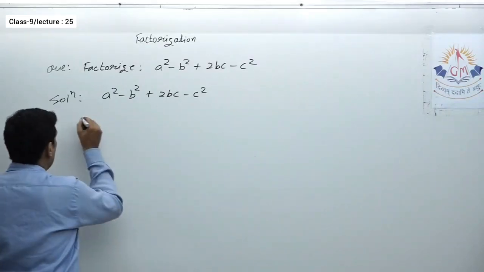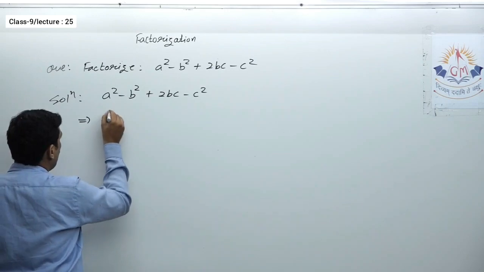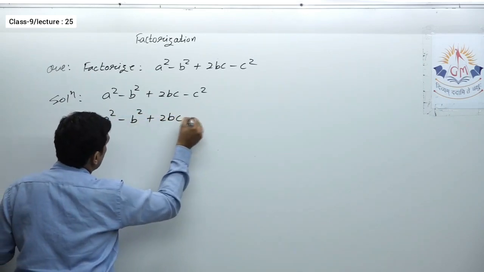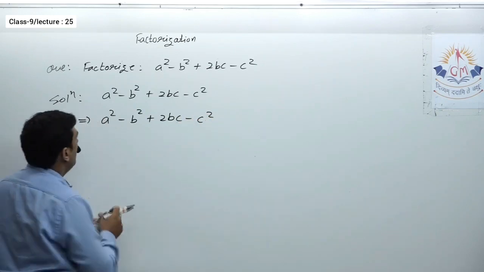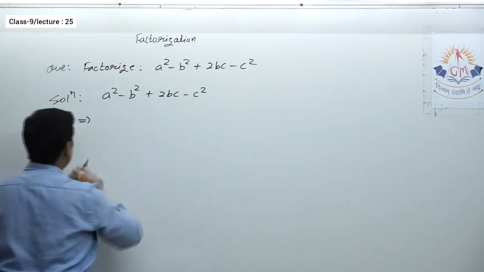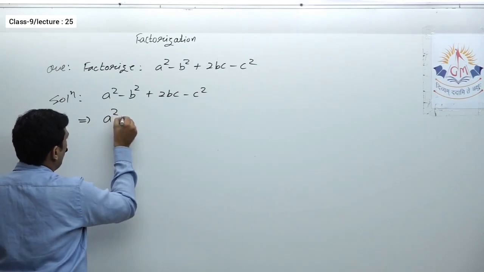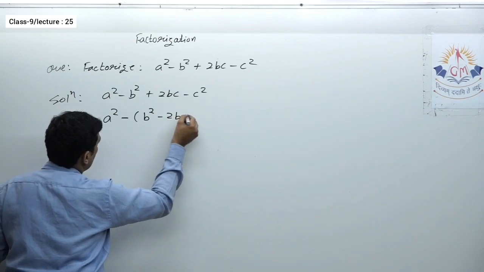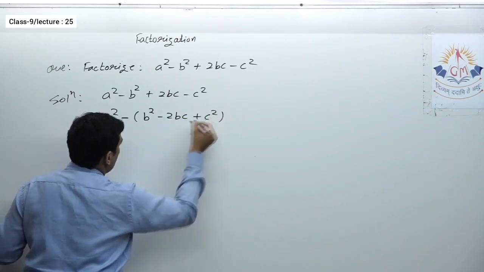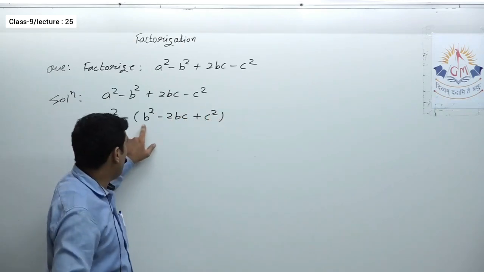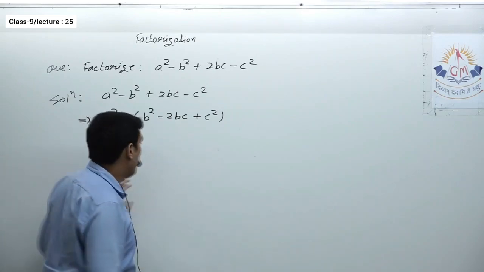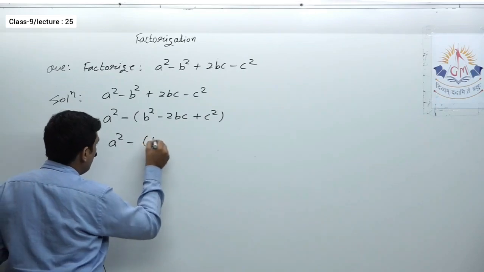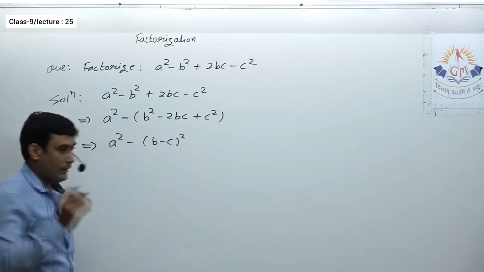So what I will do, first of all, I write all the terms that make the identity together. Actually they are written in that form only. So what I have to do is take minus sign common. So this gives me b square minus 2bc plus c square, isn't it? Now this is exactly b minus c whole square. So here I will write a square minus b minus c whole square.